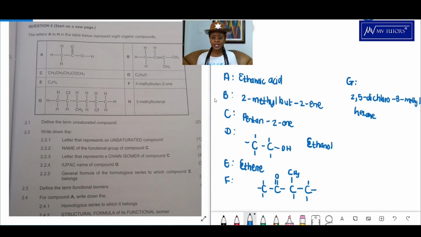All right, and then H. Well, we have 3 methyl butanol. Okay, butanol meaning it is an aldehyde. An aldehyde is a functional isomer of the ketone. Again we have 4 carbon atoms, and on the third one we have a methyl group. And it is a 3 methyl butanol. So I would say on the first carbon, that's where you have your double bond to oxygen.